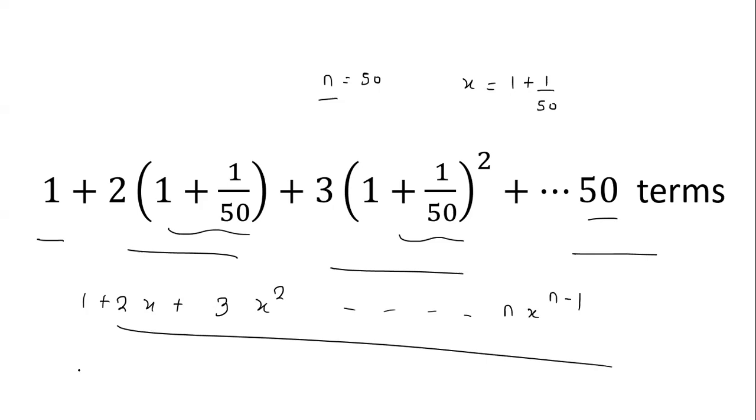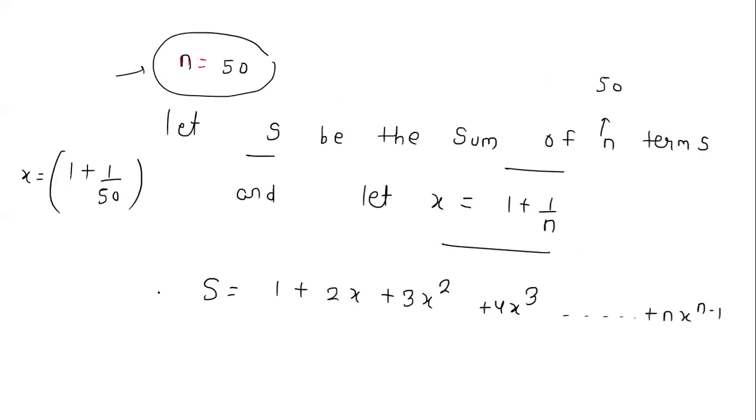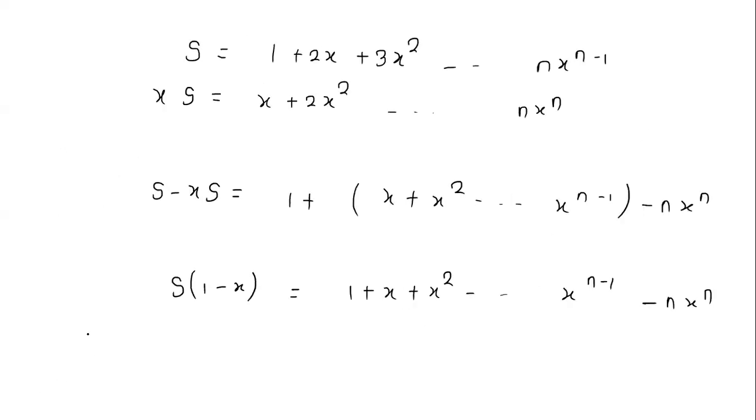So we can also write this expression in this form, and S is the sum we are assuming, so S is equal to 1 plus 2x plus 3x square plus 4x cube up to n times x power n minus 1, and we have to find the sum of this series. This is our S, and let's say this is our equation 1. Next we multiply by x on both sides, so it becomes x times S, and the right hand side becomes x plus 2x square up to n times x power n. This is our equation 2.